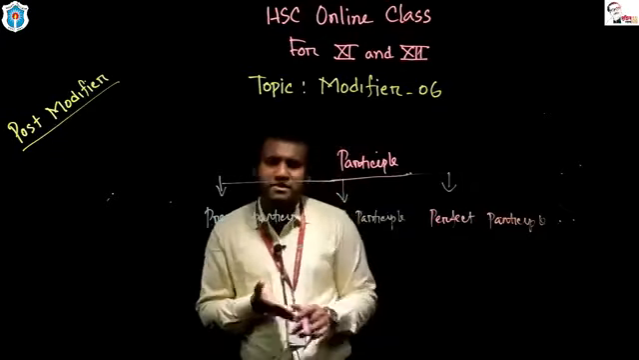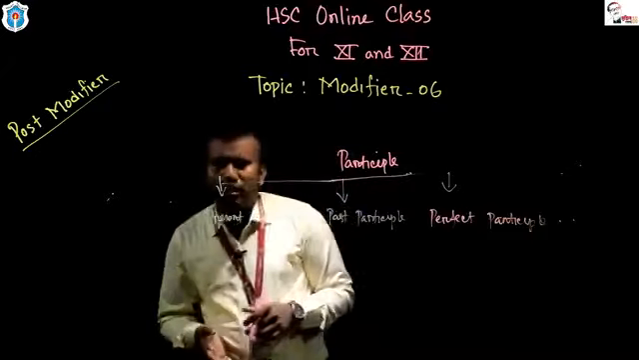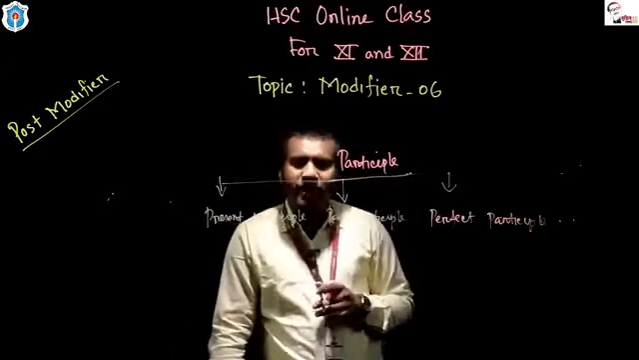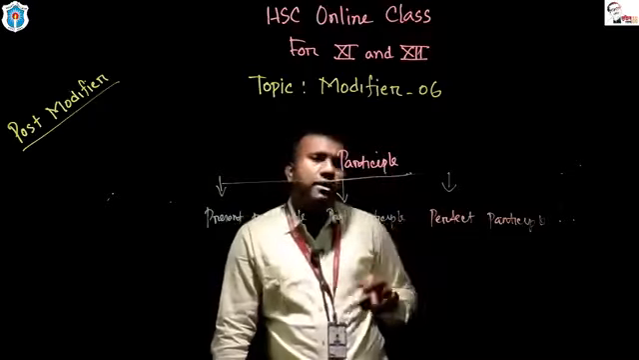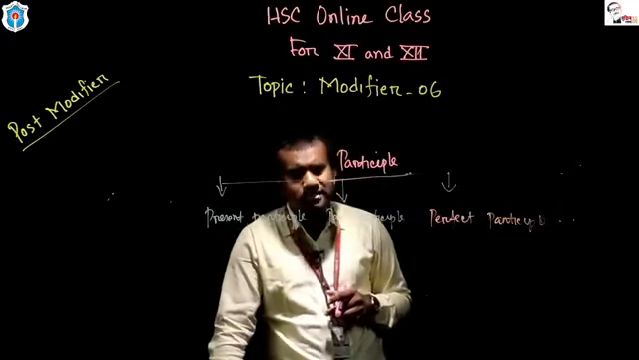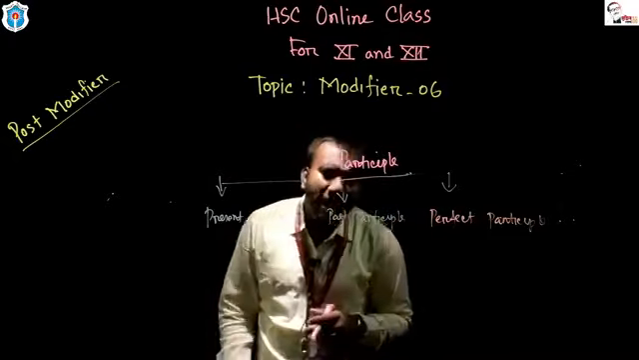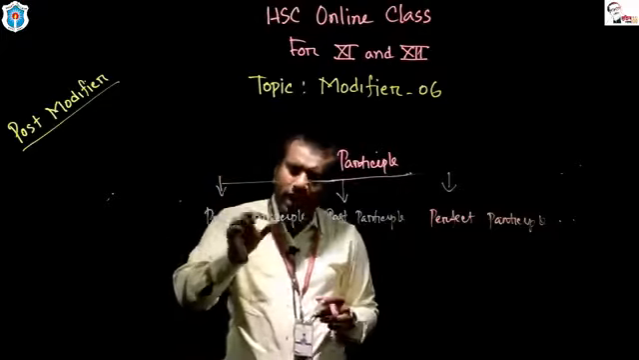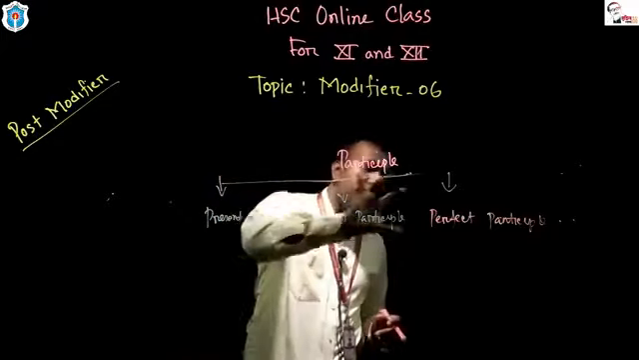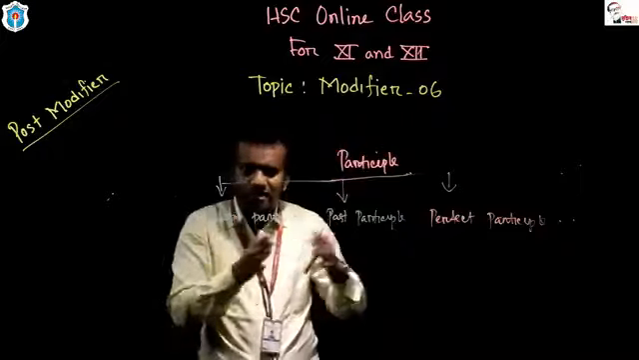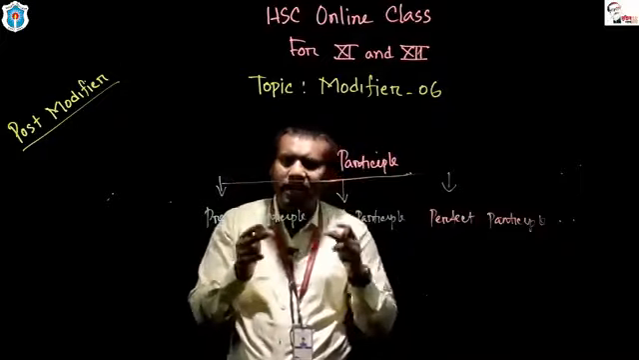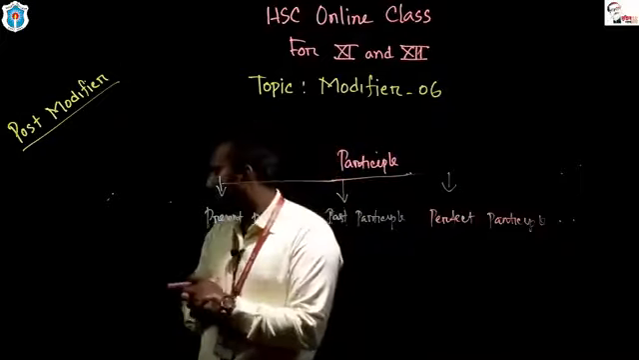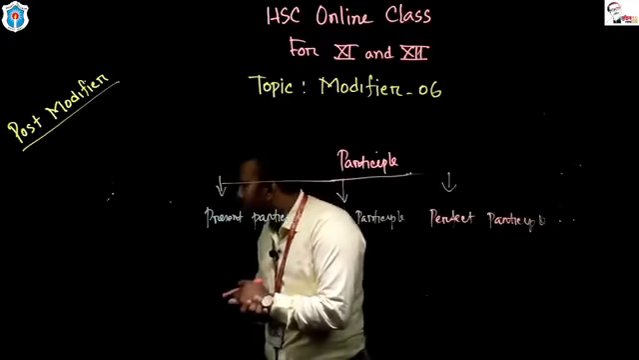Participles are of three types: present participle, past participle, and perfect participle. These three always work as adjectives. But how can we identify present participle, past participle, and perfect participle? These three participles have their individual structures.